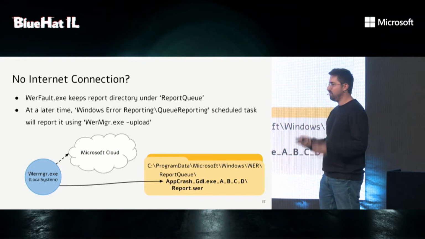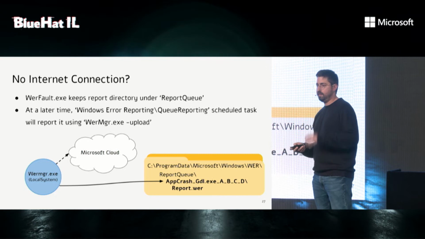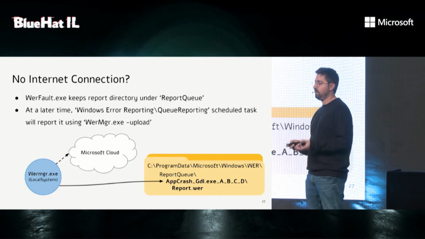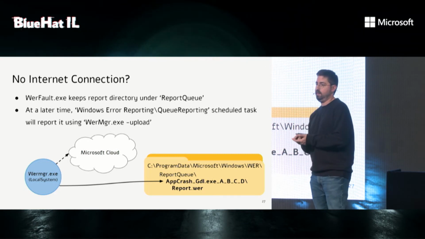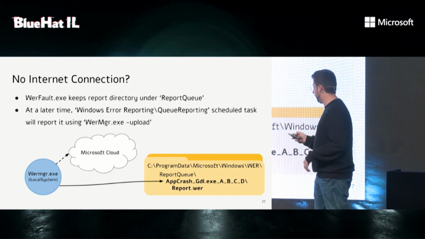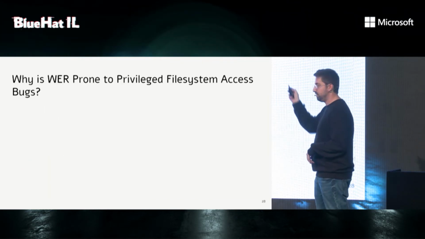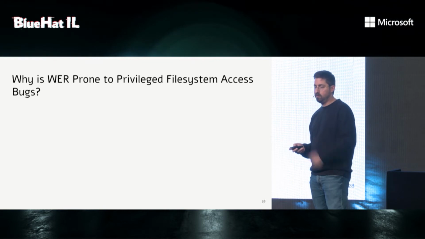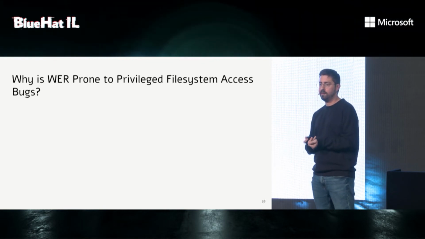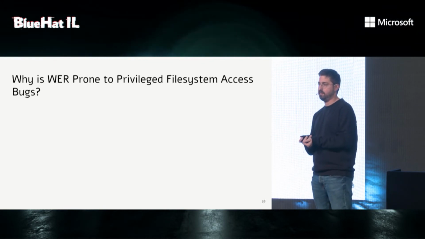This is basically all you need to know about Windows Error Reporting for the attack surface for the bugs I'll show later on, but there's much more to it. I didn't have the time to tell everything. But first, before we look into the bugs, I want to tell you why Windows Error Reporting is prone to privileged file system access bugs, like I showed in the first section.